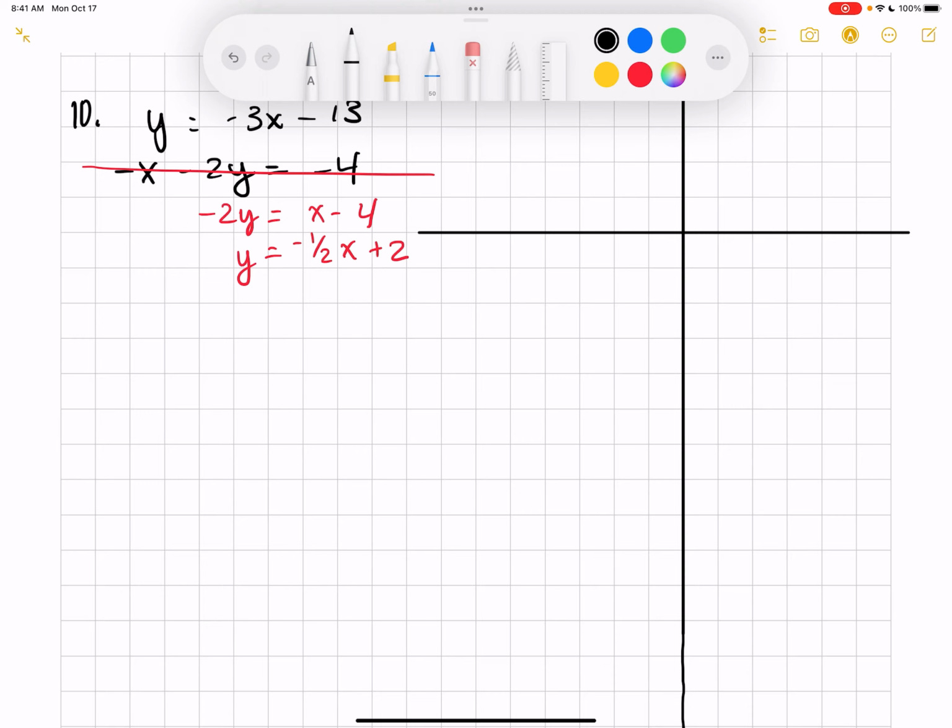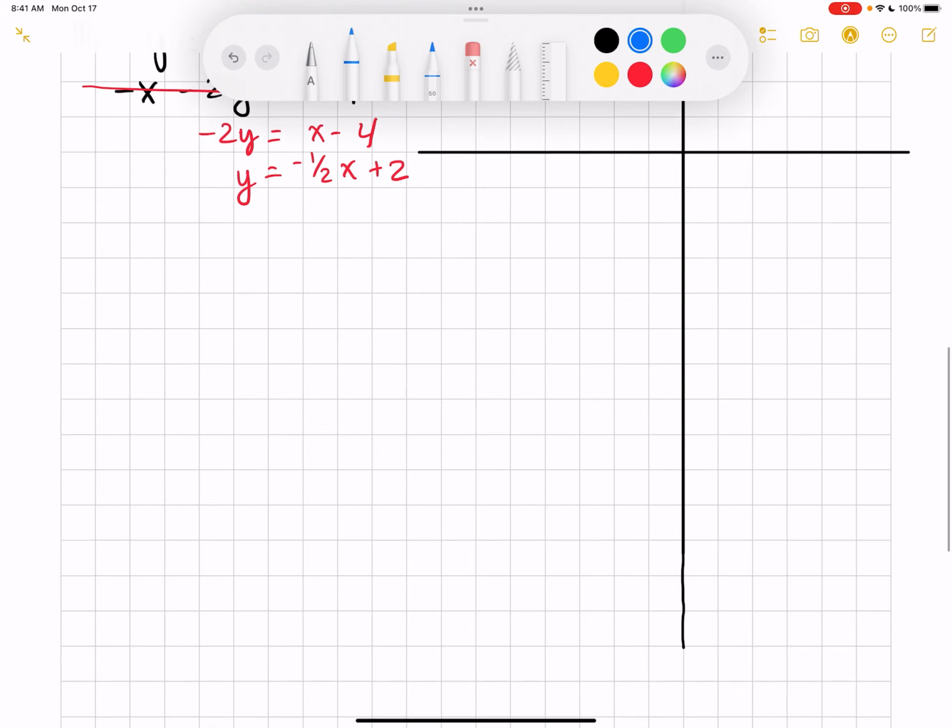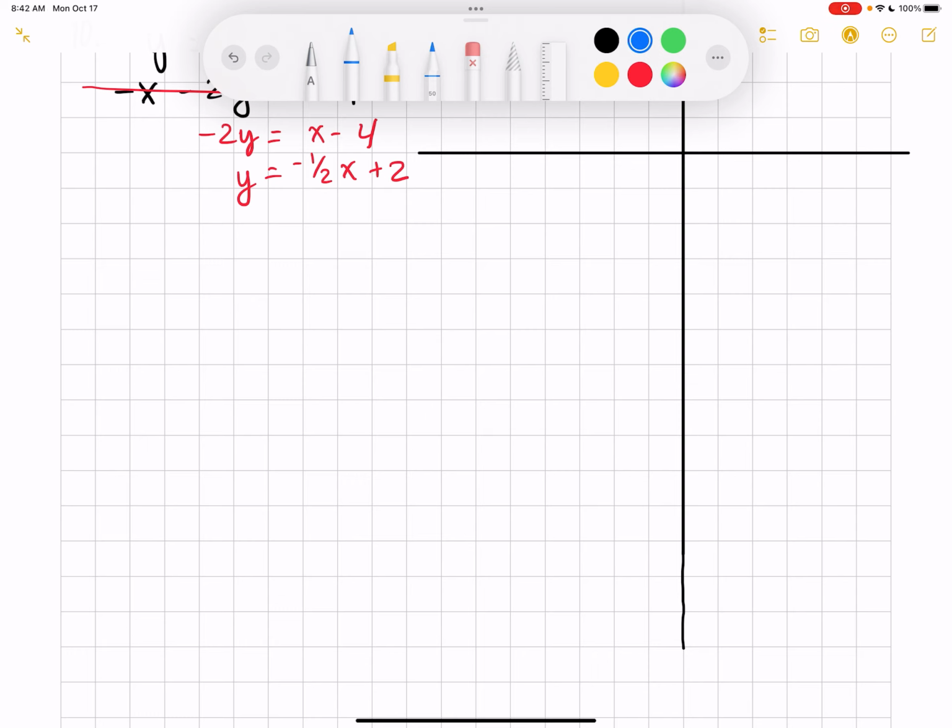All right, so first one, y-intercept of -13. Oh, it moved, so I lost count. 1, 2, 3, 4, 5, 6, 7, 8, 9, 10, 11, 12, 13.